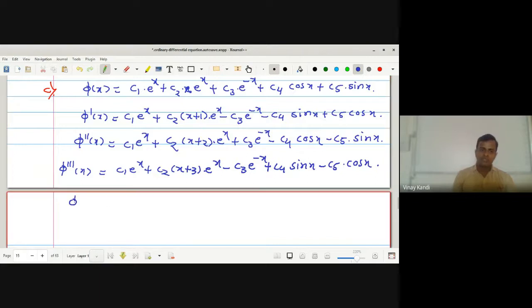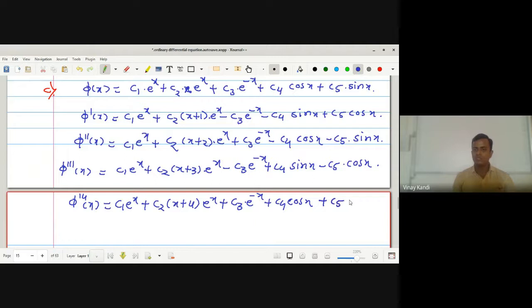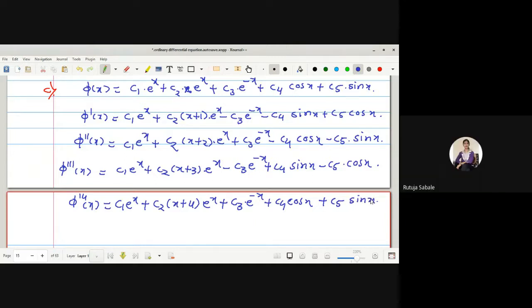Okay, now the fourth derivative of phi is equal to C1 e raised to x plus C2 x plus 4 into e raised to x plus C3 into e raised to minus x. Sin x derivative is cos x, so here we get C4 into cos x. And at last, plus C5 sin x. Any doubt? No, sir.